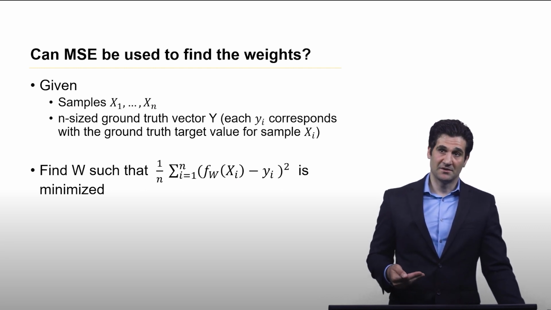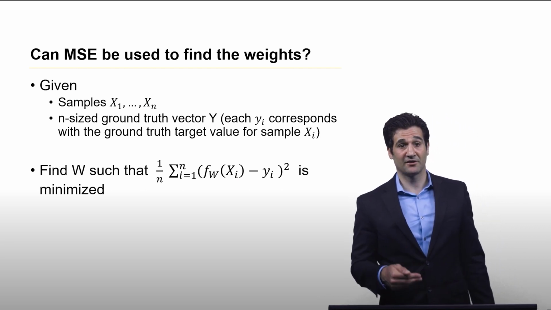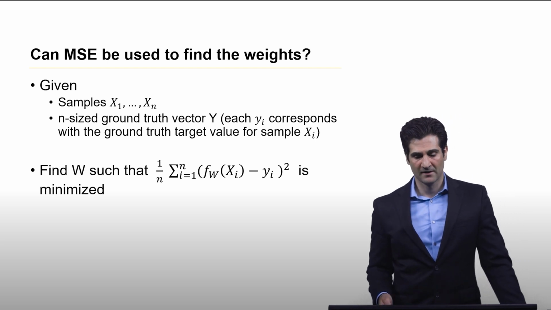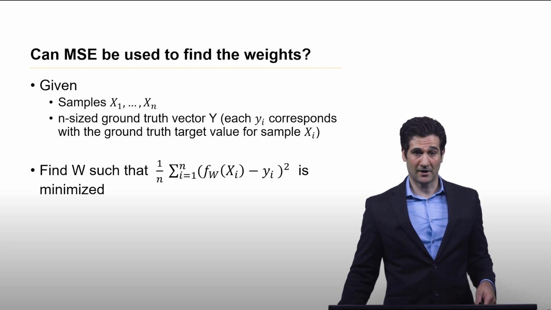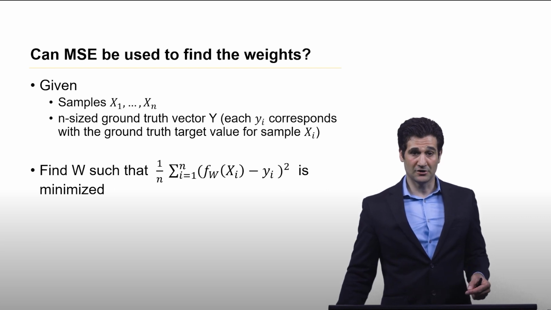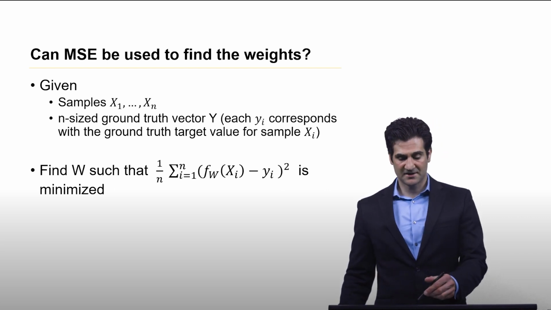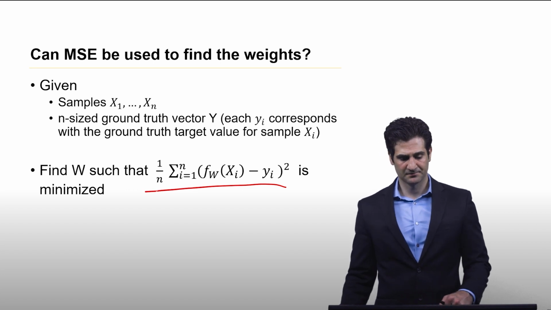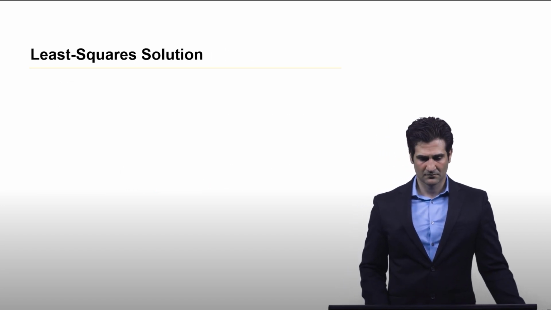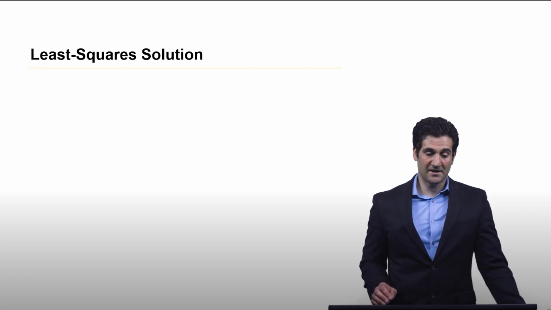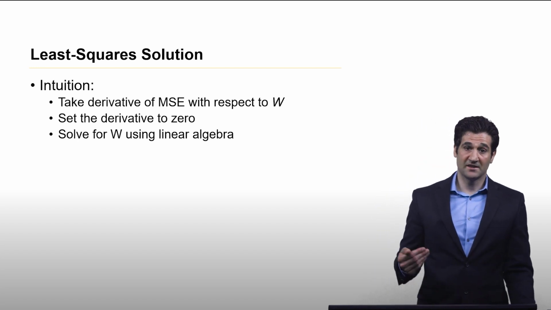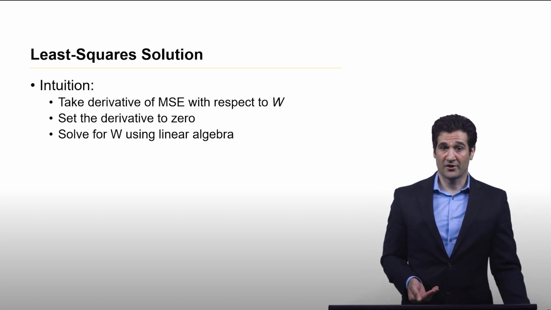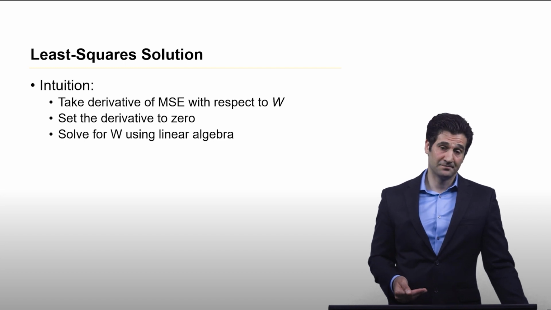Now, this says nothing about how we're using it to actually go about finding the weights. So, again, what we're doing is we're solving an optimization problem. We want to find a W such that this function here is minimized. So there's a method called least square solution. And the idea is you're going to take the derivative of the mean squared error, but with respect to W.